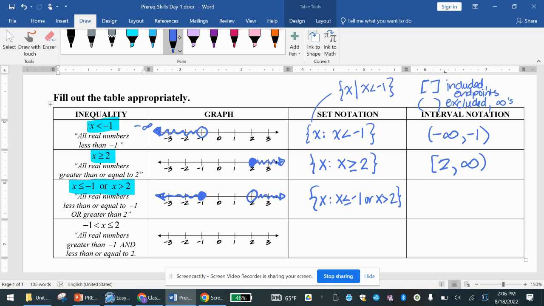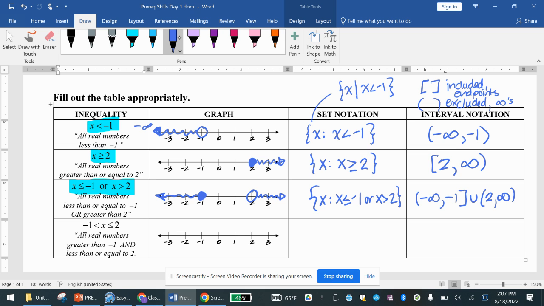And you have to describe the shading. So from left to right, the shading starts towards negative infinity, stopping at -1. It's a closed point, it's an included one. Then you put union because there's a little break in the shading. Hopefully you guys remember that from last year, the union symbol, and then 2 to positive infinity.